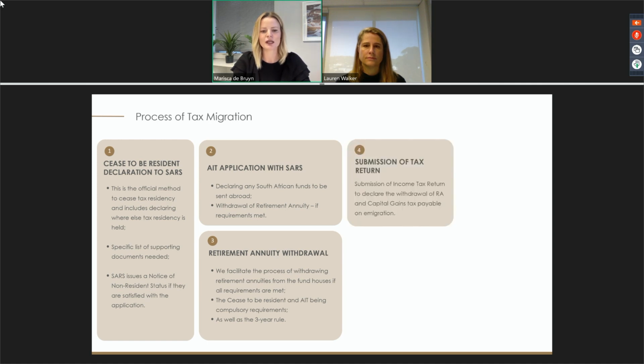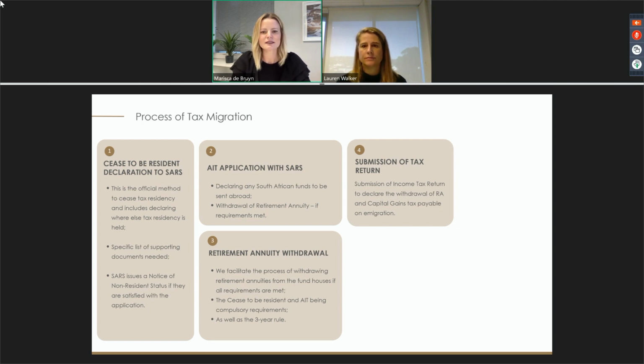And a compulsory requirement of the retirement annuity withdrawals is that you had to have done the cease to be resident, because you need to prove that with the letter, and also the AIT needs to be attached to that. Now, once all of these steps have been done, then you need to submit a final tax return, obviously to declare that you've withdrawn your RA. Maybe you've had some South African taxes to pay in that year, maybe capital gains tax, so you'll submit your tax return, or actually we submit the tax return on their behalf.